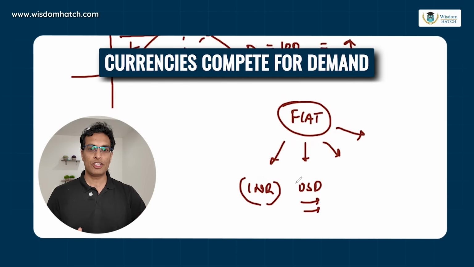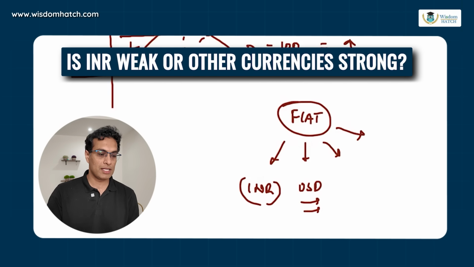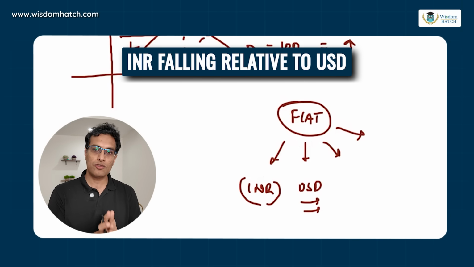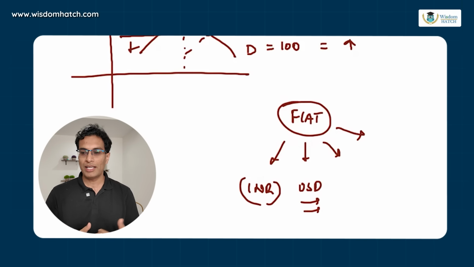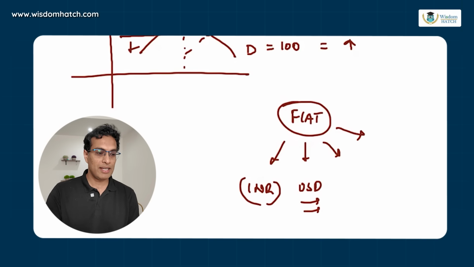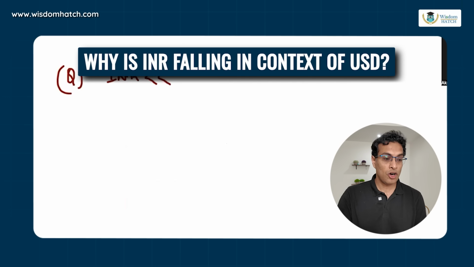A more refined question to ask, when people say why is INR falling, is to see it as: demand for INR is falling in context of what? Well, it is falling in context of US dollars. So then comes a more investigative approach, and we write the question: why is it that the demand for INR is falling in context of the US dollar?